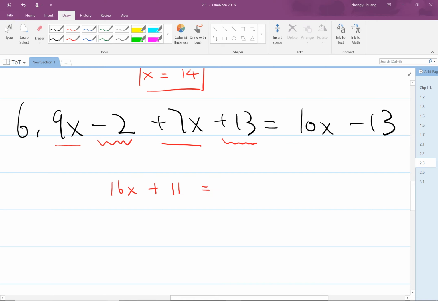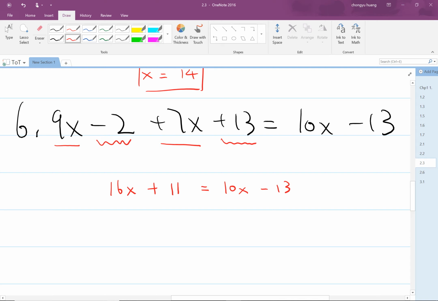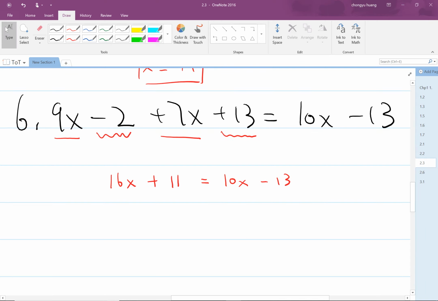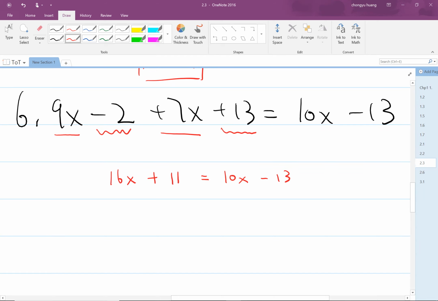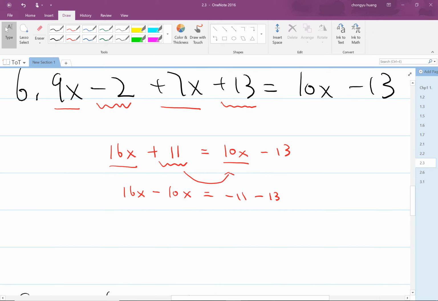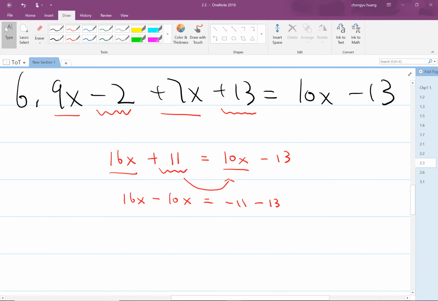So now we just write it down on the right hand side. Now it's almost the same step, right? We have 16x and 10x. You move 10x to the other side, so it becomes -10x, and then we have 11. You move 11 to the other side, so +11 becomes -11 and -13. What you can see over here is 16x minus 10x, which is 6x.